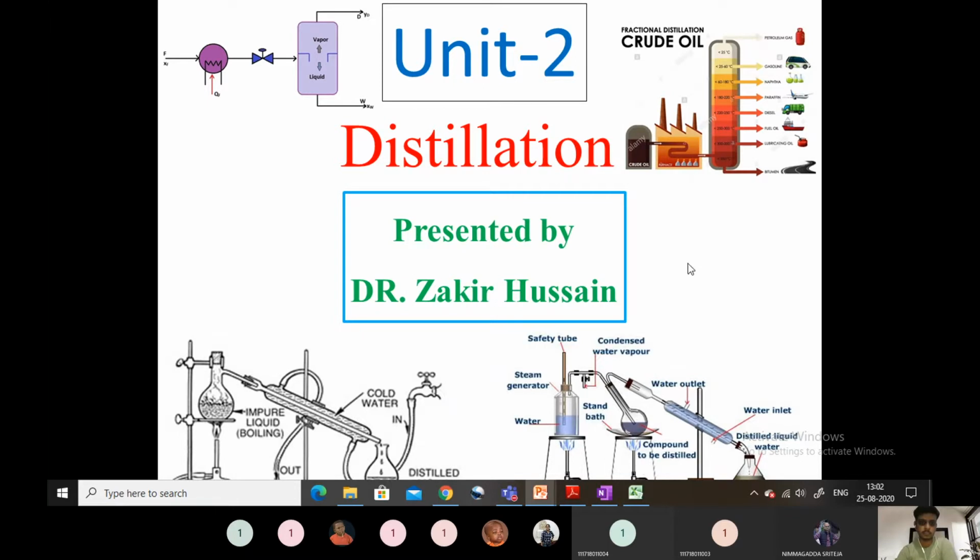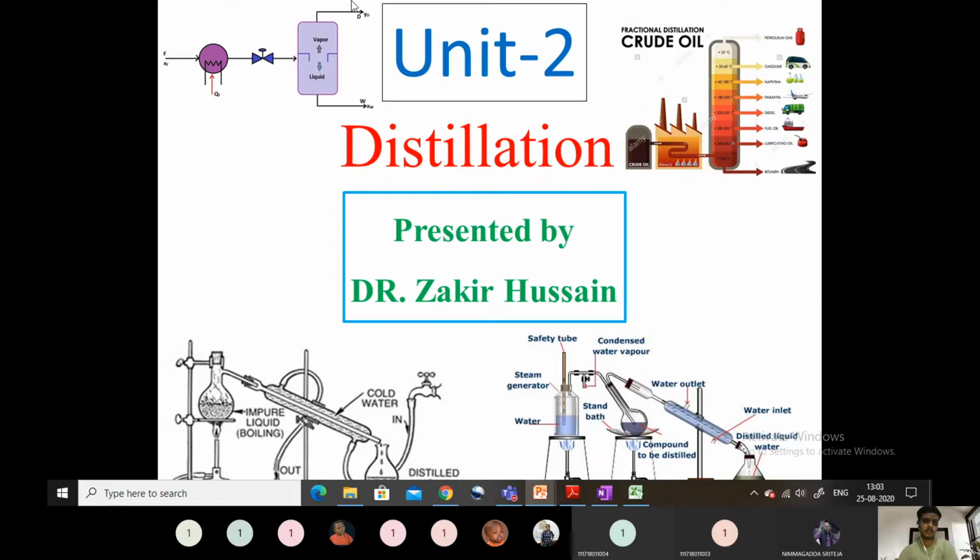As you can notice here, your Unit 2 is titled distillation. Then you have to study in this chapter the basics of distillation, vapor liquid equilibrium, which you might have seen in the thermodynamic operations, and some principles like Raoult's law, Avogadro's law, Dalton's law, which you might have seen in the CPP course earlier.